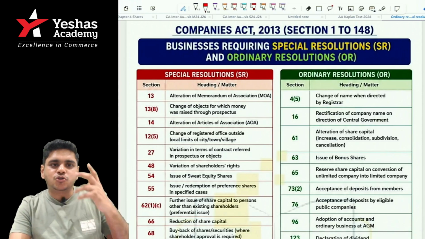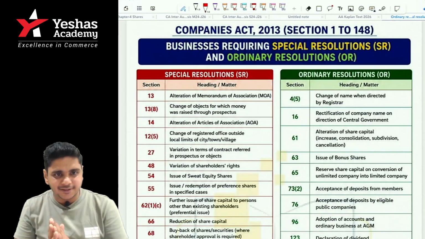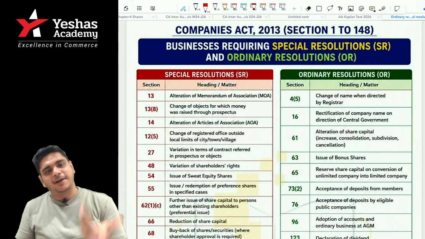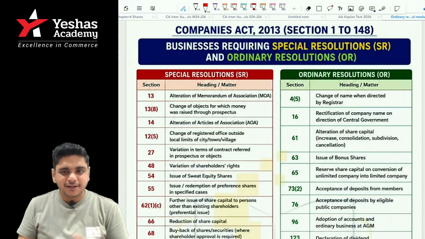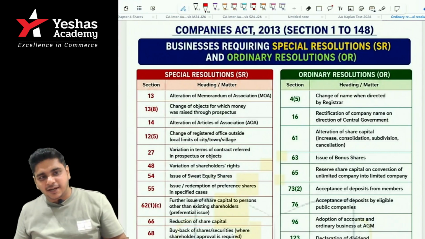So as a smart student, what I will do is I will remember OR, because OR ka list is very less. Whatever is left out is my SR. Common sense. I should remember OR ka list. Leaving OR, everything else is SR.